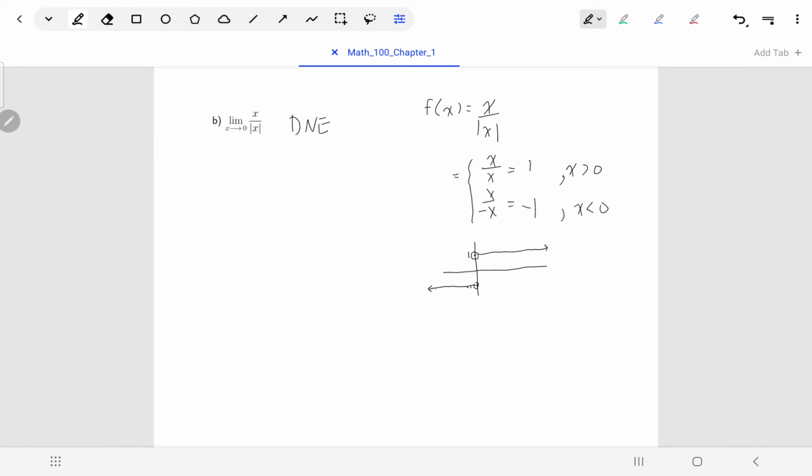So this one, you can approach x equals 0 from both sides, from the left and the right. The problem here was the left and the right side were approaching real numbers, they just weren't approaching the same real number.